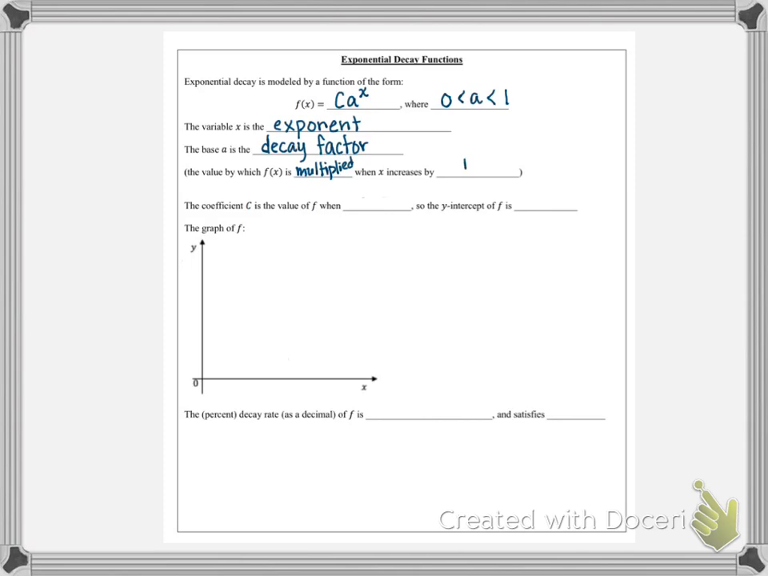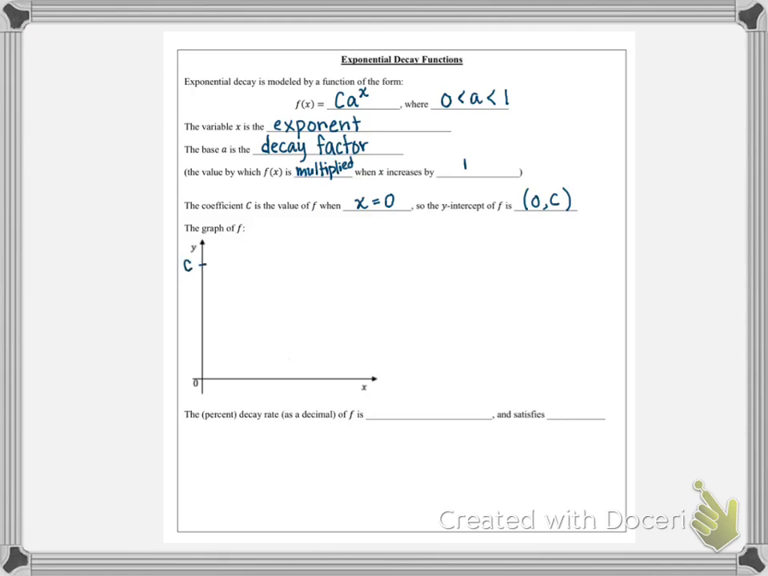Regardless of what a is, raising it to the 0 power always gives me 1. So that c is always our initial value, corresponding to an x value of 0. So my y-intercept is the same. So see, everything represents the same thing. The only thing that differs here is what that value of a is. That's the only thing that makes it decay rather than grow.